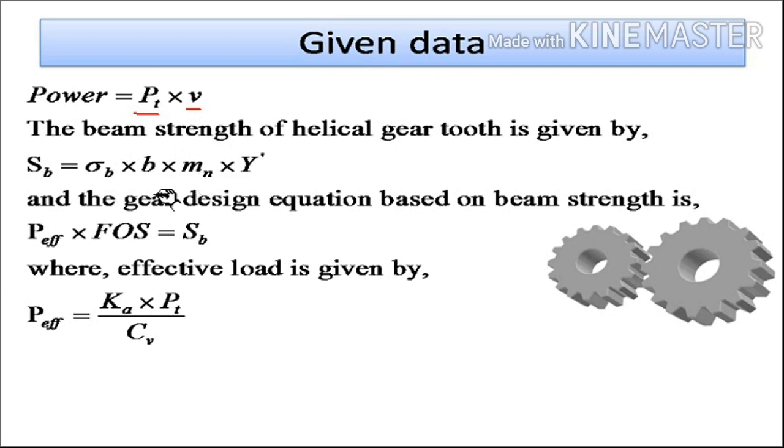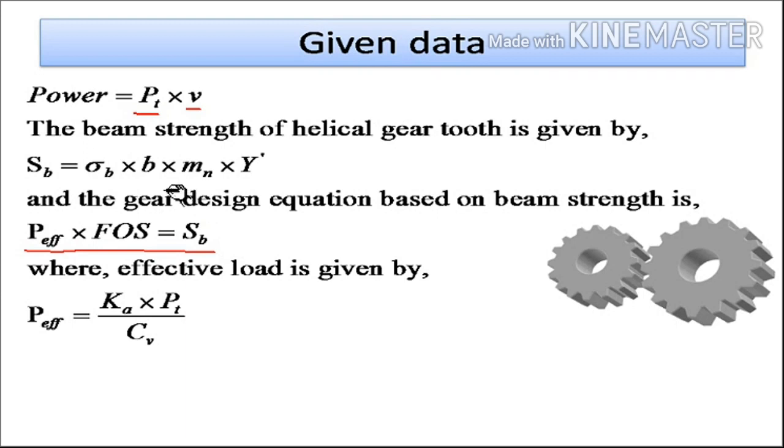So this is the design equation of the gear based on the beam strength, which includes basic 3 terms. One is the effective load acting on a gear tooth, which is the maximum tangential force acting on a gear tooth. This is the factor of safety, and this is the beam strength. Now what is beam strength? It is the maximum tangential force that the gear tooth can transmit without bending failure.